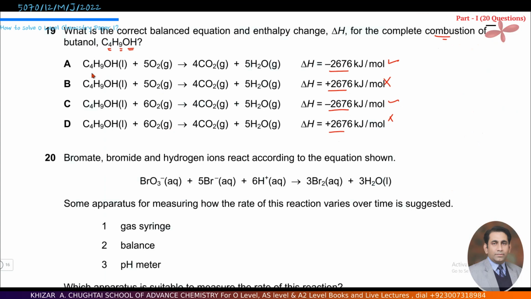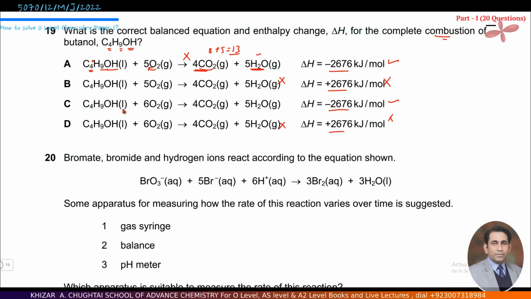Now come toward the equation. How many hydrogens are there? 10 hydrogens are there, 4 carbons are there. 4 carbons mean 4 CO2 will be formed, and 10 hydrogens mean 5 moles of H2O will be formed. And how to balance this equation? 4 twos are 8, plus 5, that is equal to 13, and there must be 13 oxygen. 2 fives are 10 plus 1, so there are 11 oxygen. Oxygens are not balanced, so A is the incorrect option. B is already incorrect. D is already incorrect.